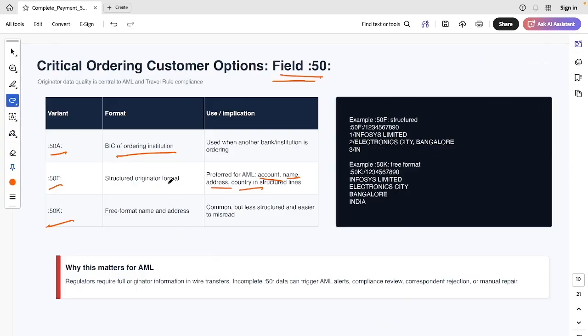So think of it like filling a customer address form. If every field has a fixed box, name, address, country, screening becomes easier. But if everything is written in one free text area, mistakes and ambiguity increase. So incomplete originator information can trigger AML alerts, correspondent rejection, manual repair, or compliance review. Good originator data improves your screening, reduces repair, and supports regulatory compliance.